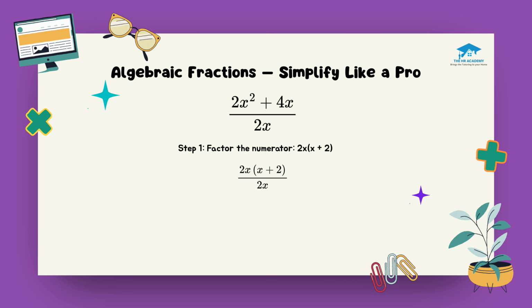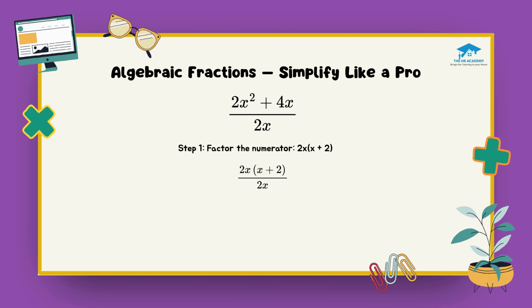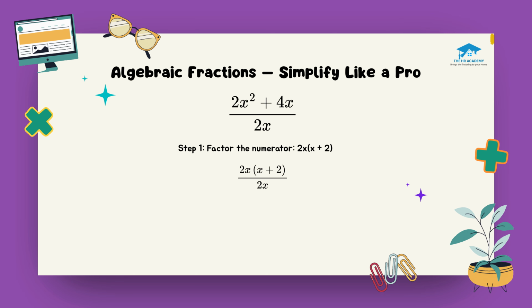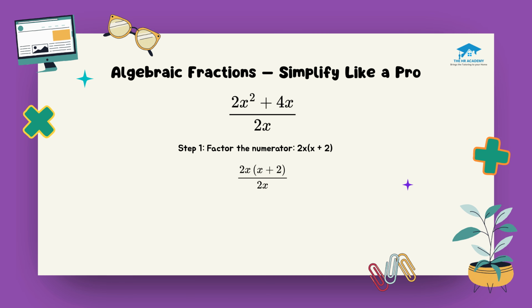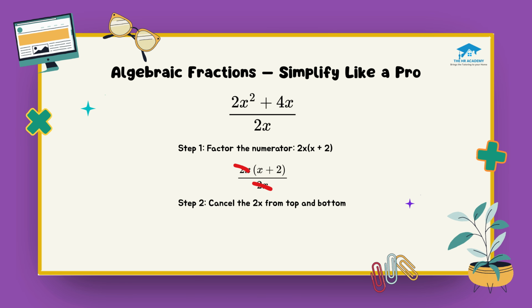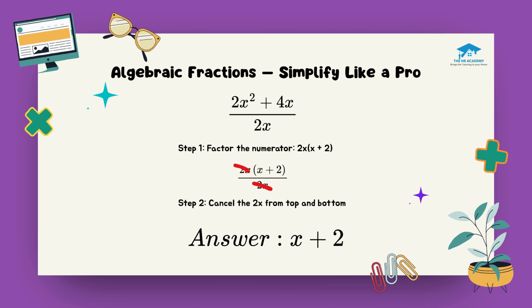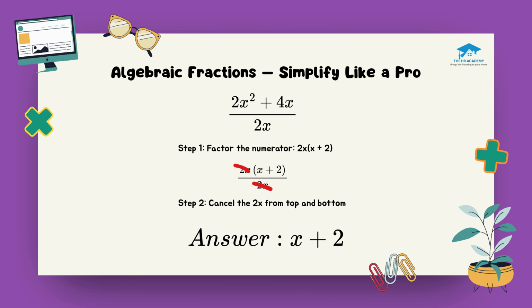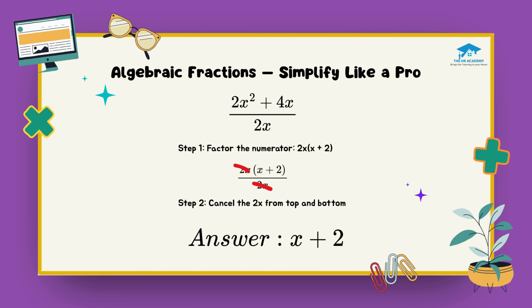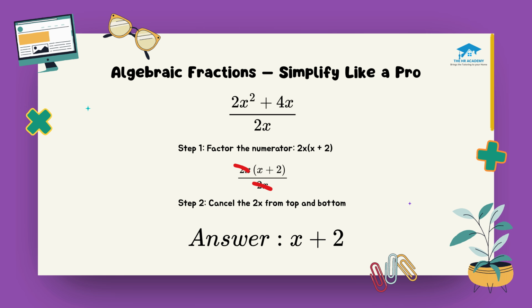Now we can put it back into fraction form. 2x, x plus 2, over 2x. The second step is cancelling the 2x in the numerator and the denominator since they are the same term. After cancelling the 2x, what will be left is x plus 2. Be sure to only cancel terms that are multiplied, not added. Cancel wisely, this isn't a group chat.